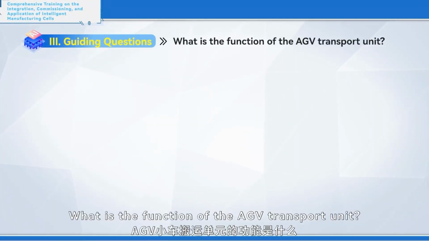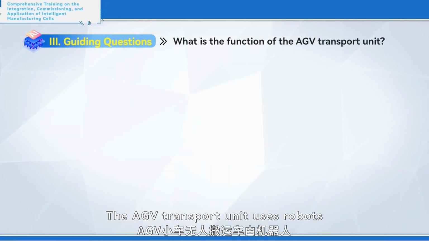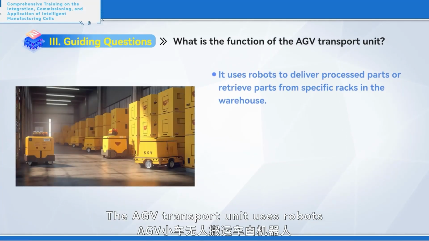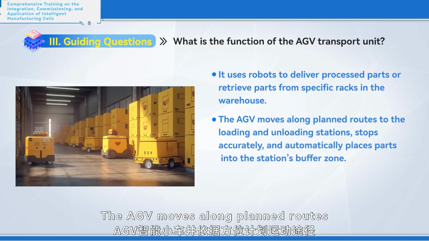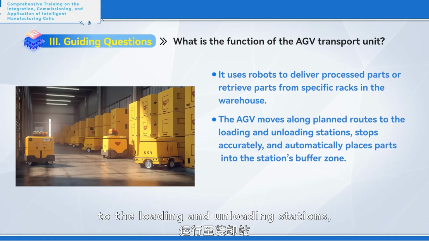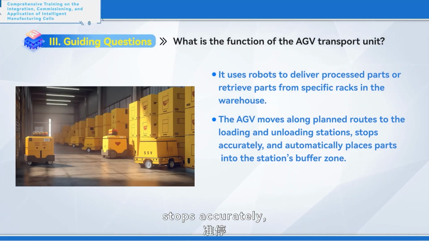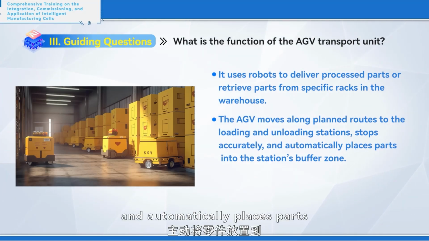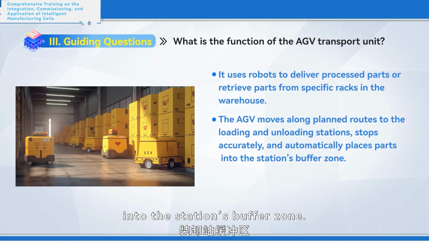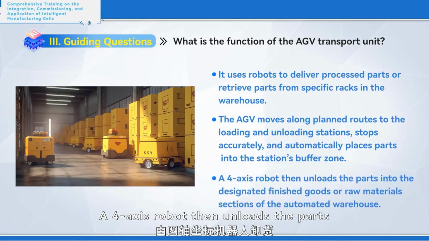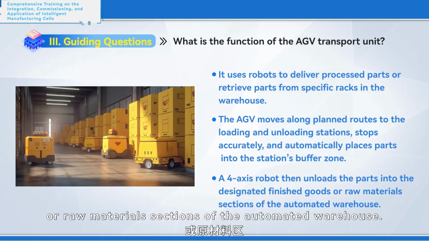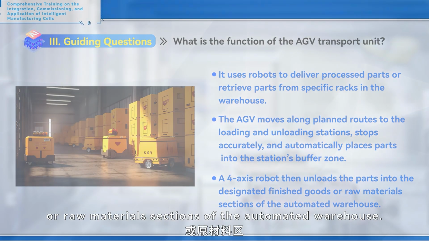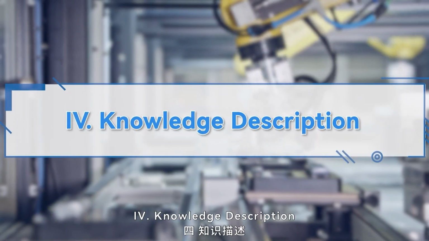What is the function of the AGV transport unit? The AGV transport unit uses robots to deliver processed parts or retrieve parts from specific racks in the warehouse. The AGV moves along planned routes to the loading and unloading stations, stops accurately, and automatically places parts into the station's buffer zone. A 4-axis robot then unloads the parts into the designated finished goods or raw materials sections of the automated warehouse.